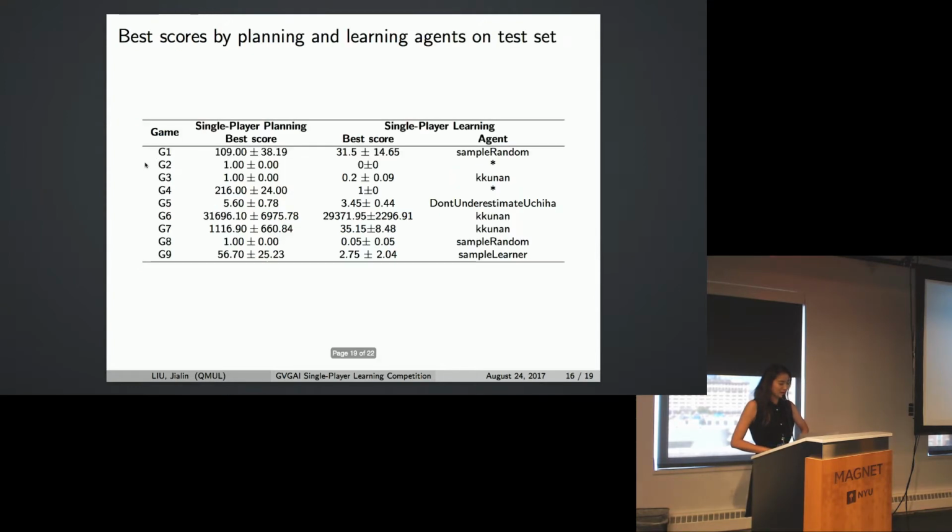I'm sorry for this. So actually, I plot the scores by the best agent in the single-player planning track, which are tested on the same games. They are shown in the second column, and the third column is the best score obtained by the learning agent. And the agent is listed on the first row. You can see that there is a very obvious gap between the scores. There is a long way to go.